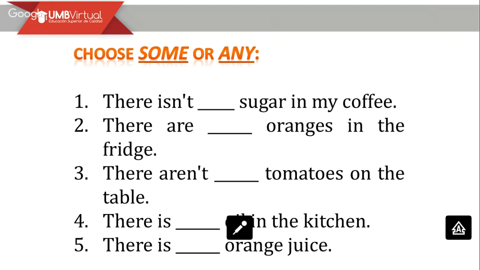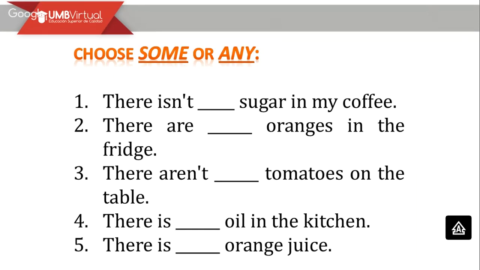Okay, right here we have the following options. For the first one, as you can see, it is a negative sentence. It means there isn't, right? If we have it, it's because we're going to write here any. There isn't any sugar in my coffee. There are, it means it is countable, here it is plural. There are some oranges in the fridge. There aren't tomatoes on the table. Since this sentence is negative, we're going to use any.